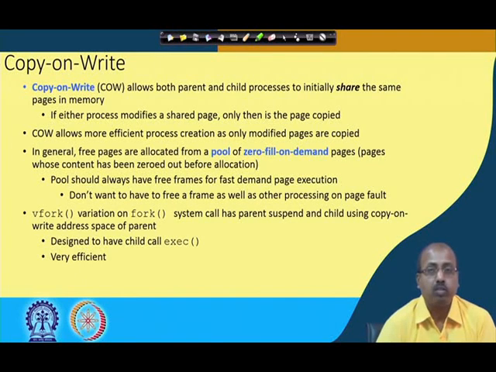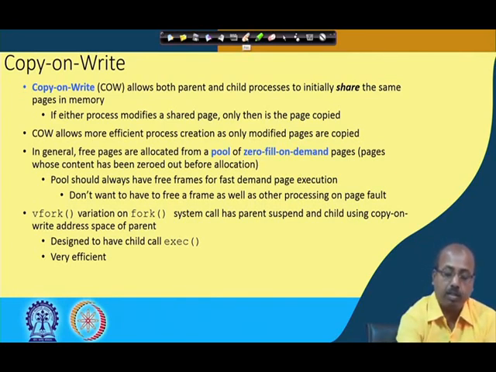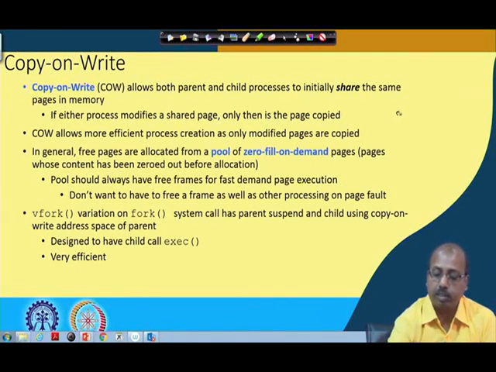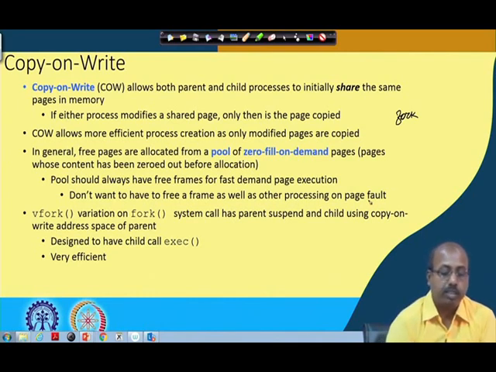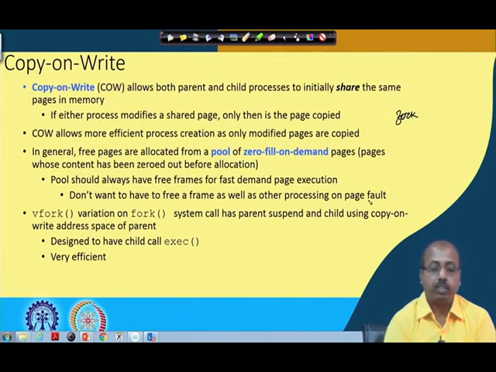Then another very important concept that we have is copy on write. Copy on write allows both parent and child processes to initially share the same pages in memory. As we know, whenever the fork system call is executed in Unix or Linux type operating systems, the parent and child share the same code. They initially share the same pages in memory. If either process modifies the shared page, only then is the page copied. So, whenever there is a write operation on the page, a copy is made.